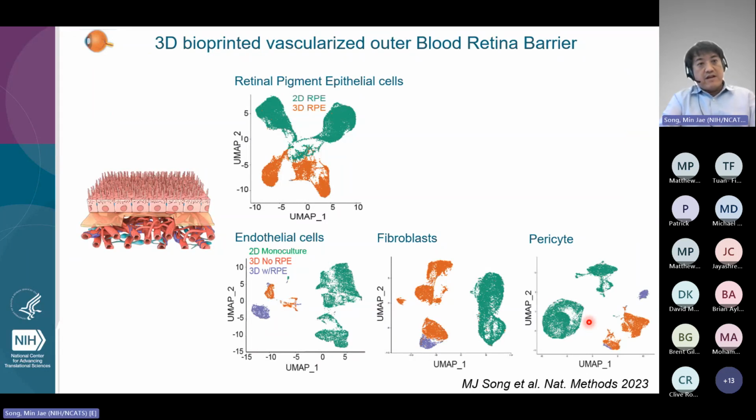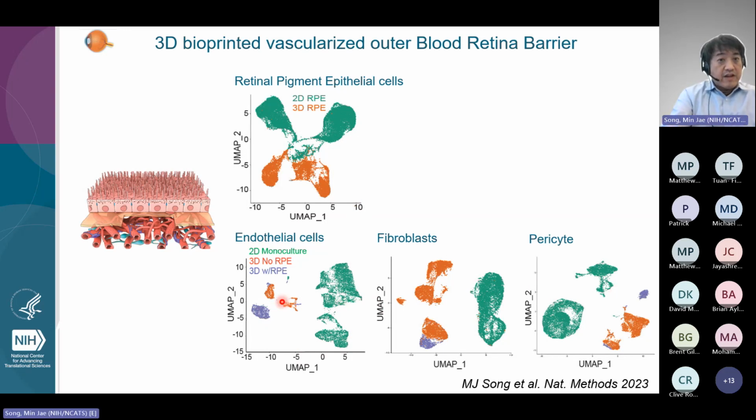And after confirming the structure and function of the engineered outer blood-retinal barriers, we also studied the single cell transcriptomics of the outer blood-retinal barriers. As you can see here, the green color is the two-dimensional, and the brown or light orange color is the three-dimensional tissues. And this purple cluster shows the three-dimensional tissues with RPE. As you can see, the two-dimensional and three-dimensional show different patterns of transcriptomics here in the RPE and also in the endothelial cells, fibroblasts, and pericytes as well.